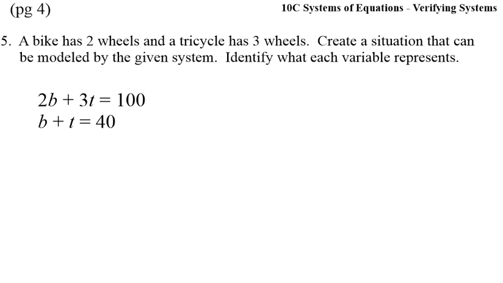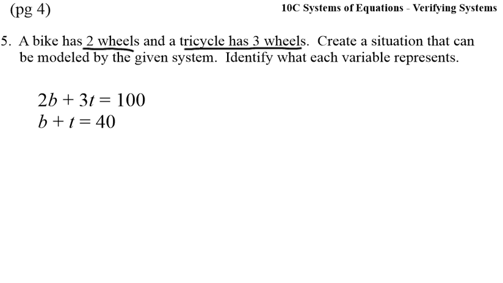This is where you have to be a little creative and think. Here it says a little bit of information, and then it gives you an actual system that you have to state what the variables represent. So a bike has 2 wheels and a trike has 3 wheels. Create a situation that can be modeled by the given system. Identify what each variable could represent.